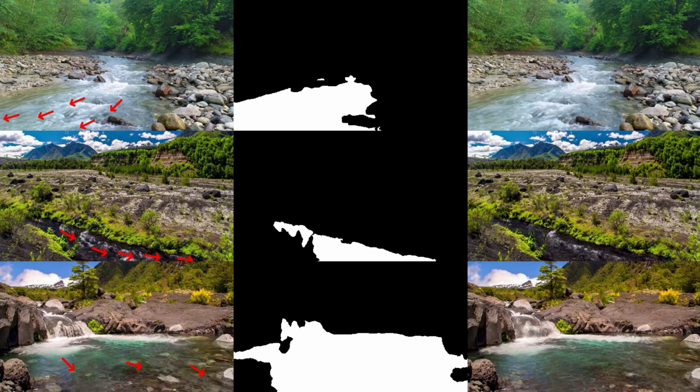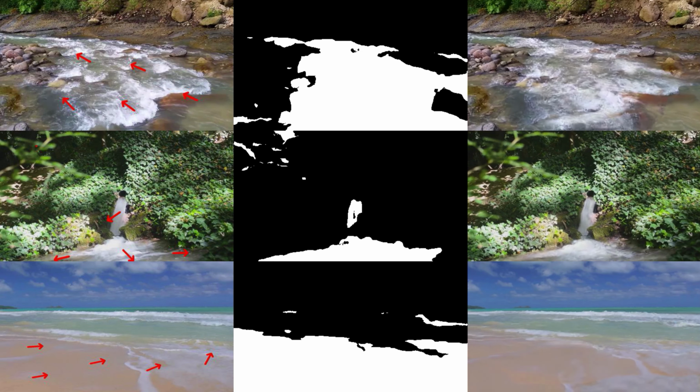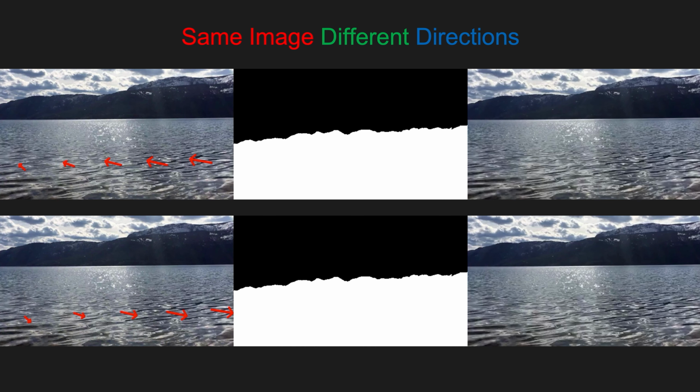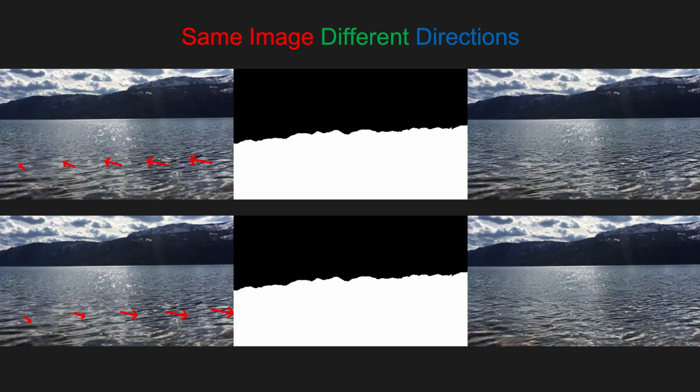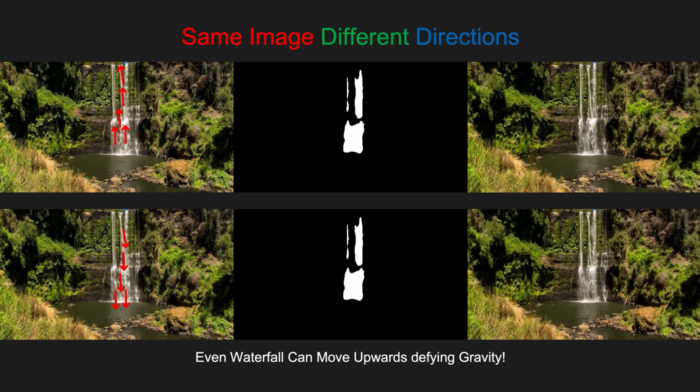Here we see results of our method generated using a single input image, arrow direction and mask drawn by the user. We see that for the same image the user can draw different directions to get different animations, showing the robustness of our method to any input direction. Even though we do not have any videos of a waterfall moving in the upward direction, we can defy gravity by moving the waterfall in the opposite direction of normal motion.